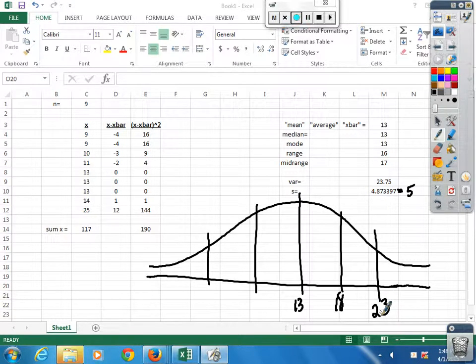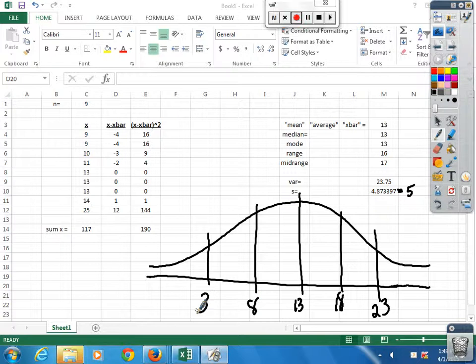Okay. So what you're doing is you're adding the standard deviation to the mean in the middle to get the next number. Now what do we do when we go to the left? Subtract. So 13 minus 5 is 8. And 8 minus 5 is 3.